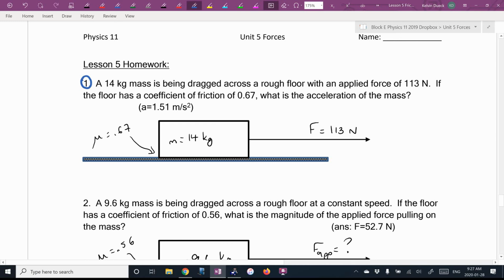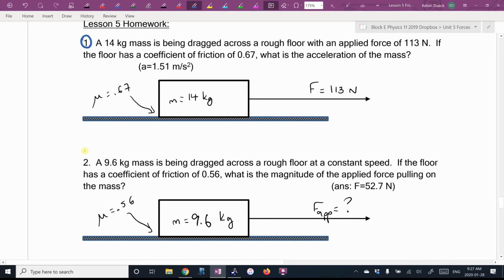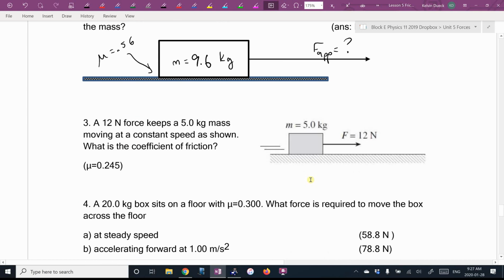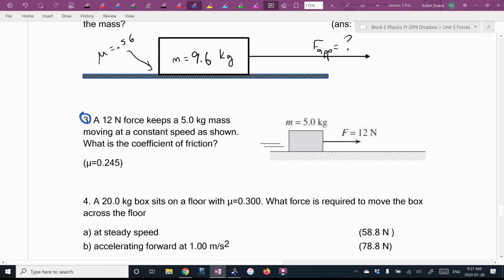Anyways, you can try number 1. You can try number 2. So number 1 is asking you to find A. Number 2 is asking you to find the applied force, constant speed. We did that one. Number 3 is asking you to find mu. So do your free body diagram, when you're wanting to get your equation. Try and get the mu by itself. How would I do that? It's up to mu. Okay. I'll just temporarily try those 3 for now.